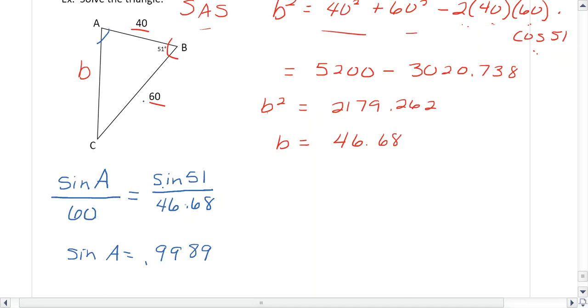0.9989. So please remember, now this is a backwards problem. We have the sine and we want the angle. So you have to use the inverse sine key on your calculator. And if you do inverse sine, you would get that angle A is, rounded off to the nearest tenth, 87.4 degrees. So now that you have two angles in the triangle, simply subtract from 180 and you'll find that angle C is 41.58 degrees. And now we've solved the triangle.